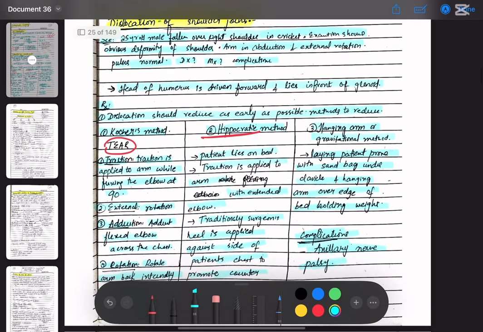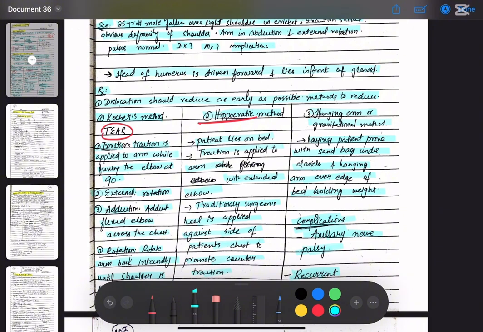We have the scenario that there is a patient who falls over the shoulder joint. Now we'll discuss the management. So we are having the Kocher's method, the Hippocratic method, and the hanging or gravitational method. In Kocher's method, we have the traction, extension, external rotation, adduction, and rotation. And in the Hippocratic method, a patient is laid on the bed and traction is applied to the arm with extended elbow, and traditionally surgeon's heel is applied against the side of patient's chest to promote the counter traction. Then we are having the hanging arm or gravitational method, in which the patient lies prone with sandbag under clavicle and hanging arm over edge of the bed holding weight, and the complications are axillary nerve palsy and recurrent dislocation.